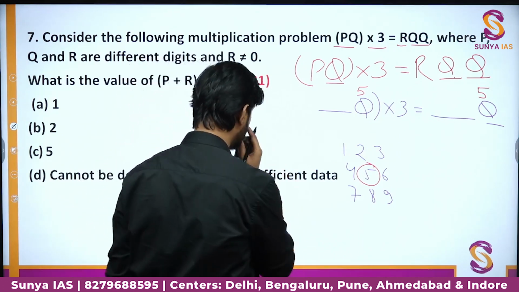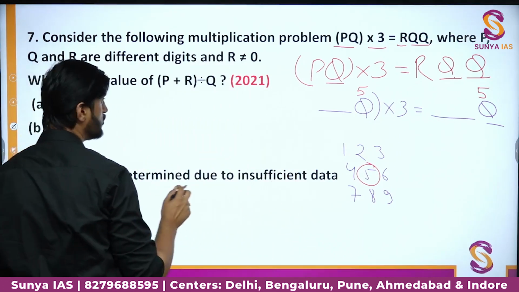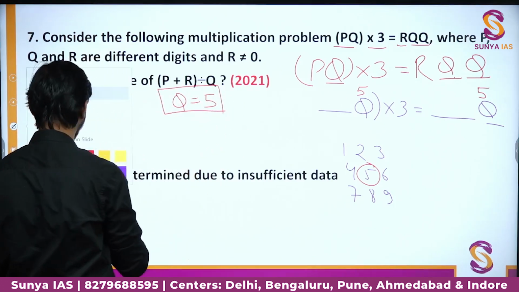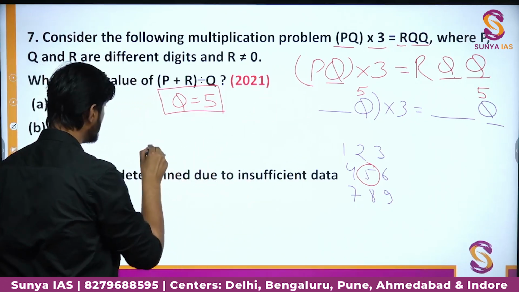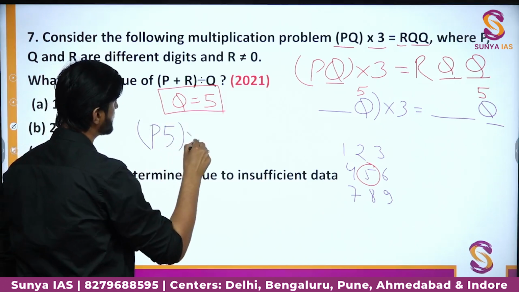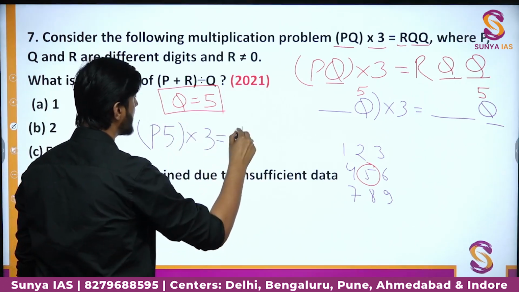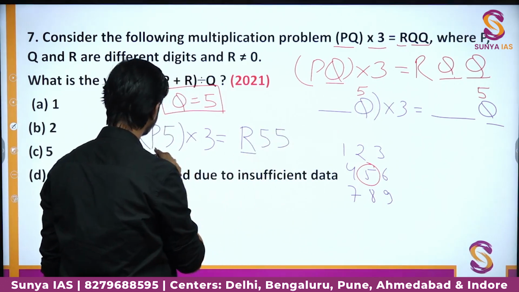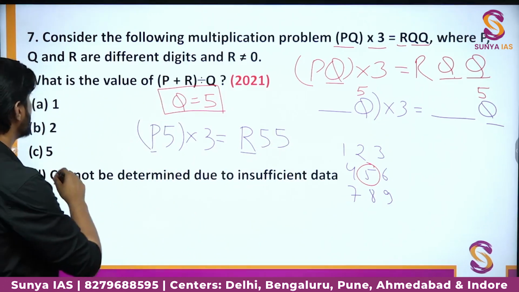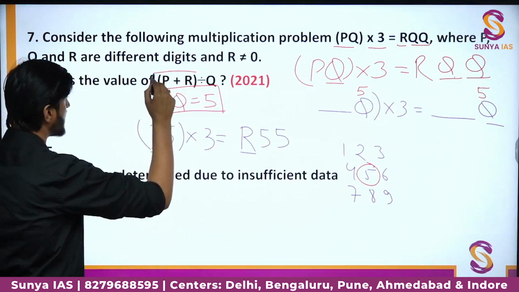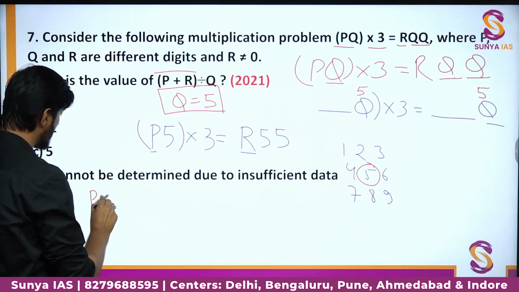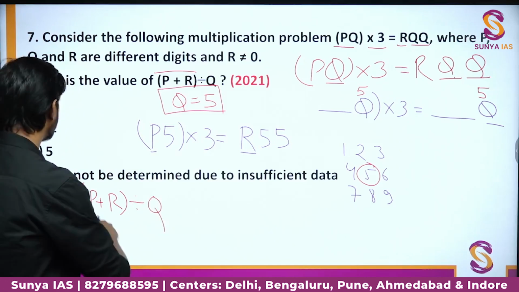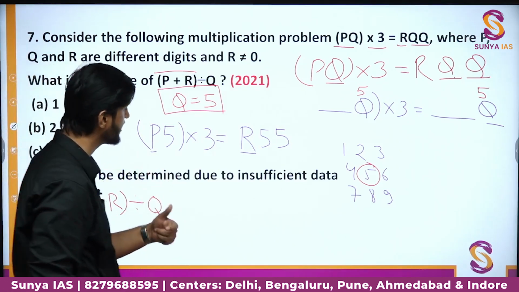So we can safely say that Q is equal to 5, right? One thing we are sure about. And now if Q is equal to 5, we can say that P5 multiplied by 3 is equal to R, and now this Q and this Q both will be 5 in value, so R55. Okay. Now ultimately what we have to find? We have to find the value of (P plus R) divided by Q. So we have to find the value P plus R, the sum further divided by Q. So what are P and what are R? Let us try different values of P.